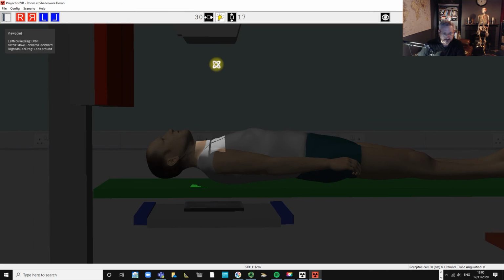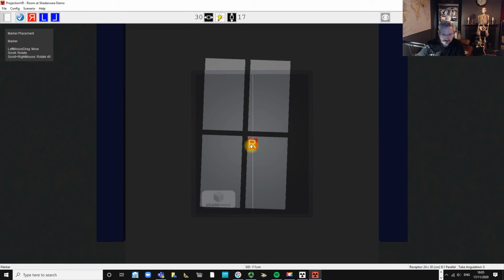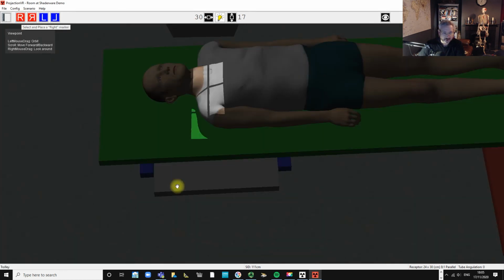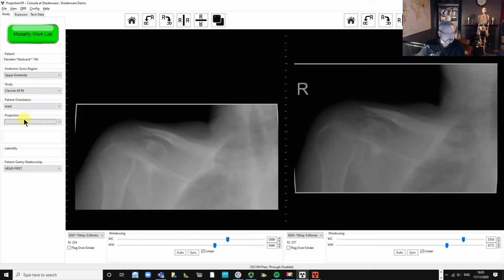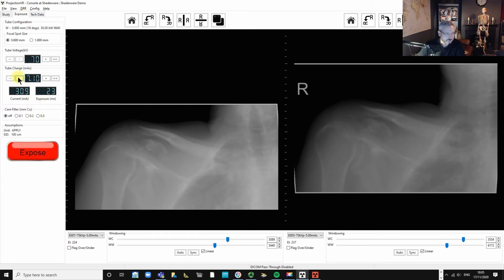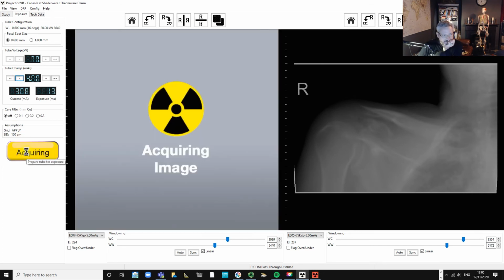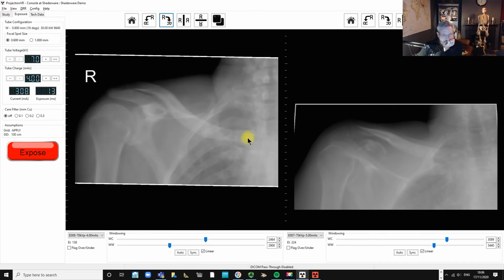So we'll leave it like that. Just put a marker on. And tick. And see where we are from there. So I'm going to call this an AP clavicle, and we'll drop this down to something like 4, and expose that. That's quite nice actually for an AP clavicle. So very nice image there.